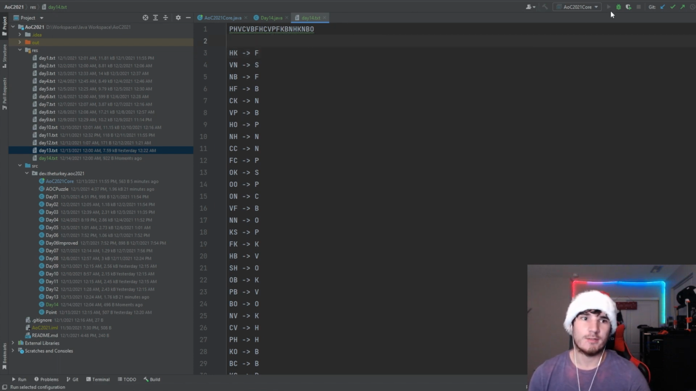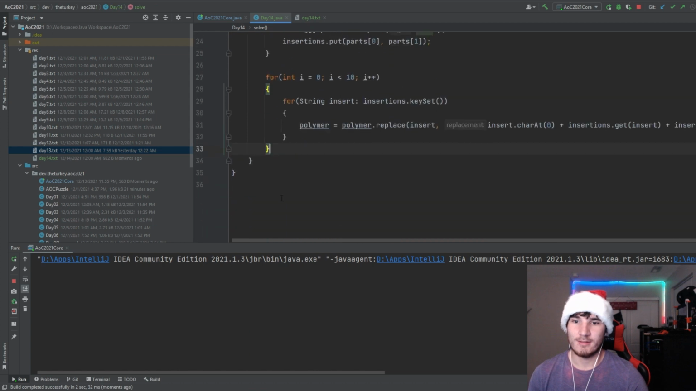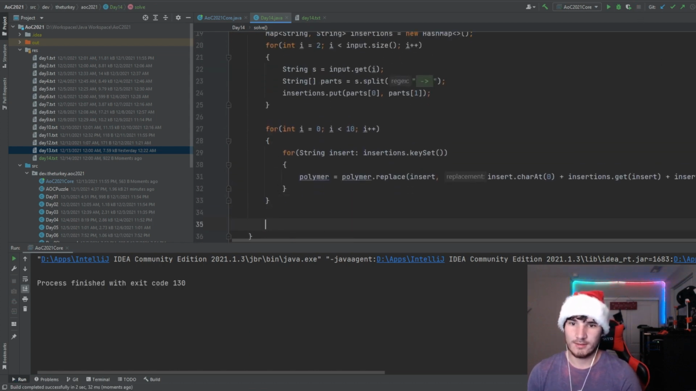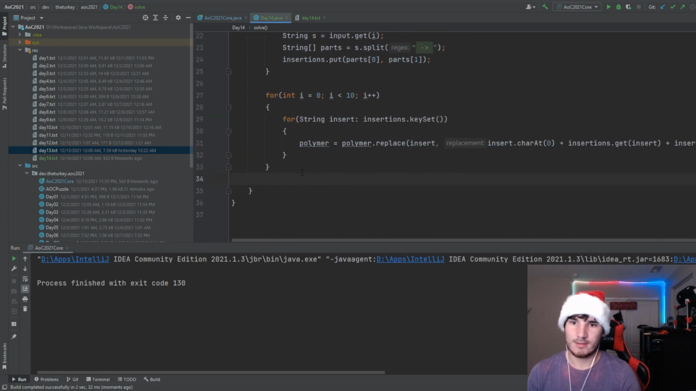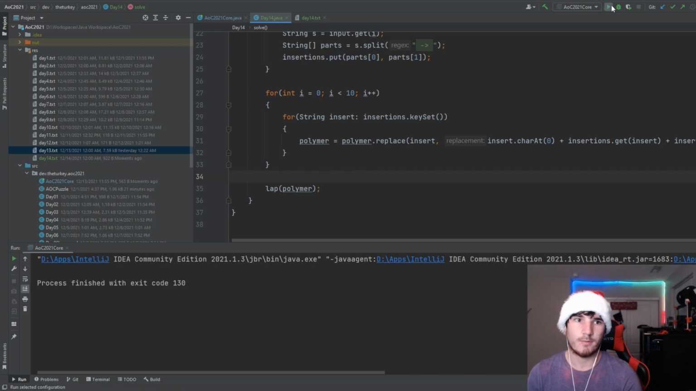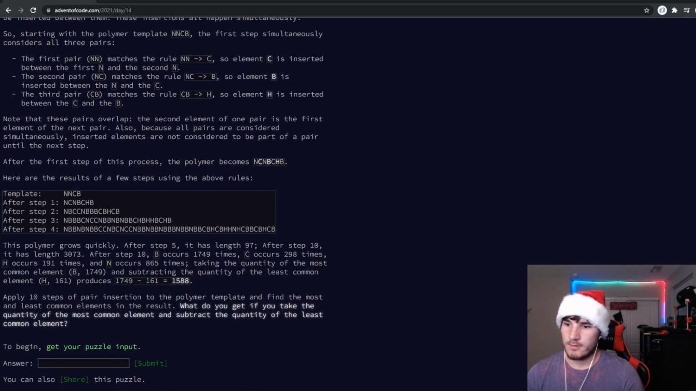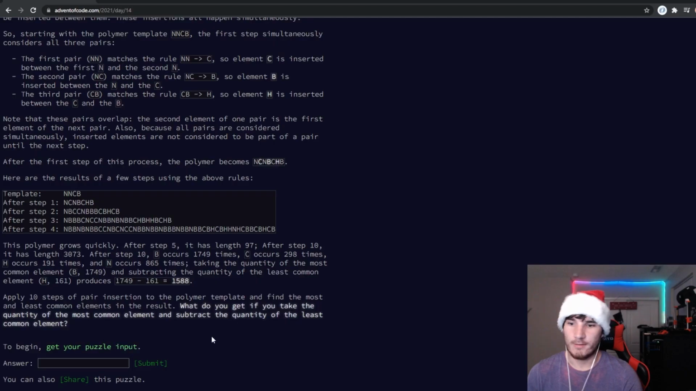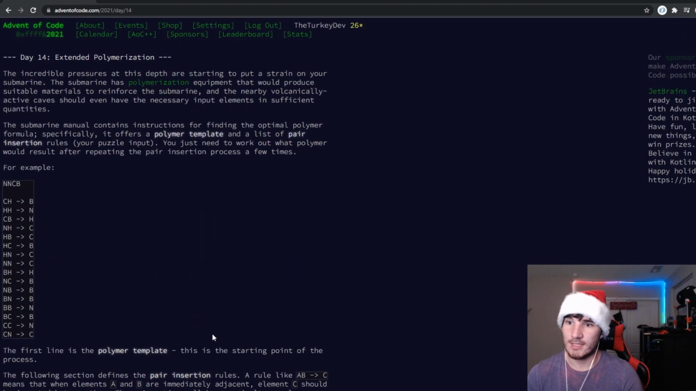So if I run this, nothing's going to happen, because I don't do anything with this, do I? Just call a length on polymer, I guess. Is that what it's asking for? What do you get if you take the quantity of the most common element and subtract the quantity of the least common element? Are the elements the letters?